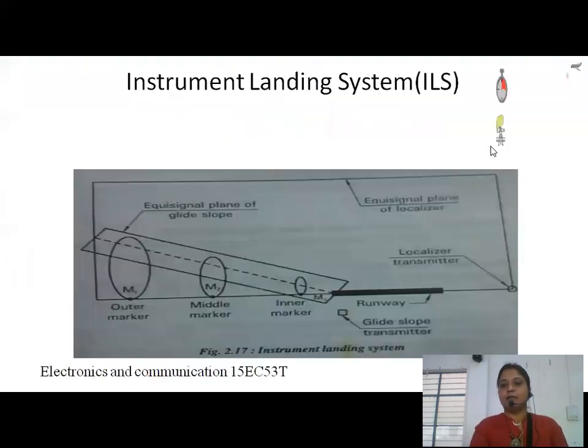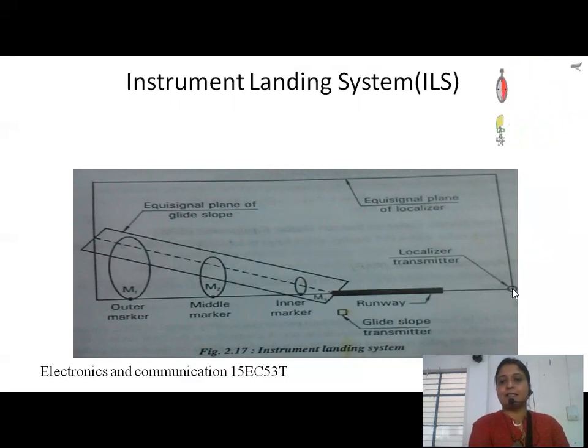Now this is the diagram for the instrument landing system. If you observe here, this is the runway. This black colored strip is the runway, and this is the starting point of the runway and this is the end point of the runway. In this instrument landing system, different transmitters, sections and receivers are used.